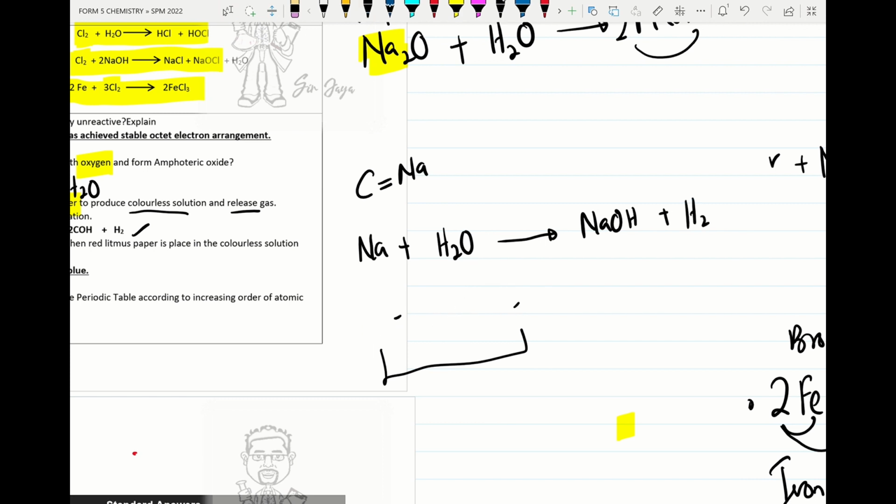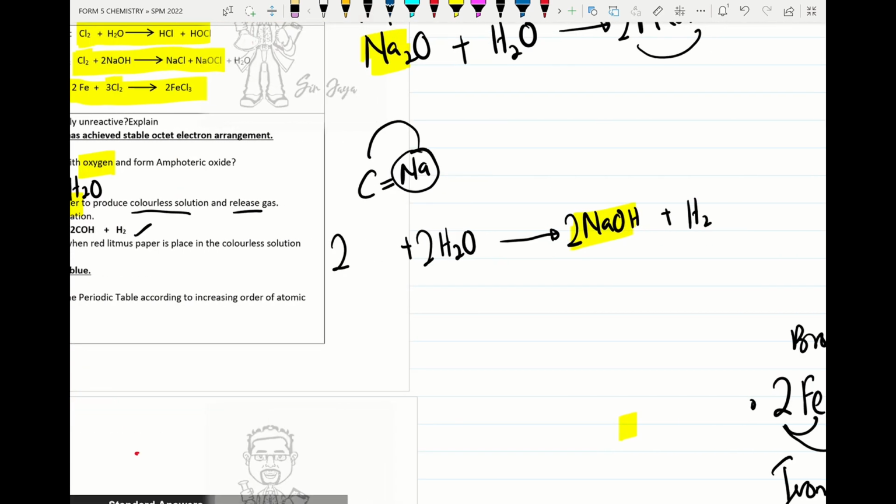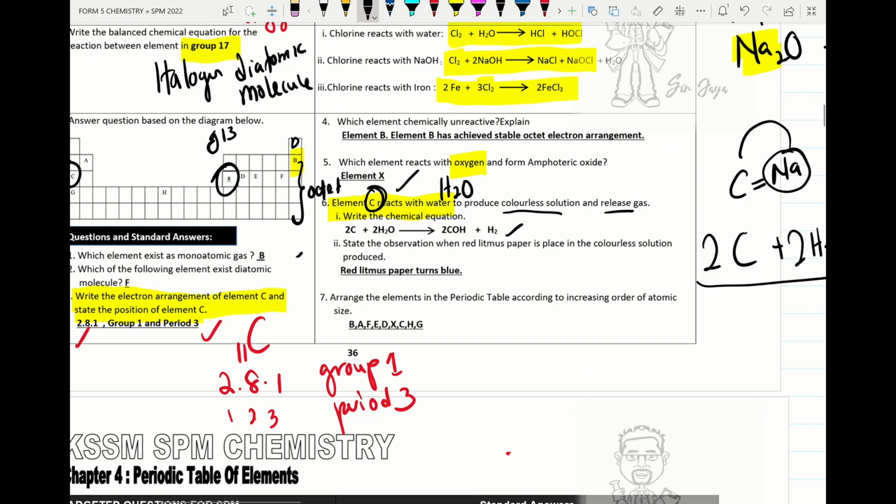Next, we try to balance the equation. How to balance the equation? In front of sodium hydroxide, I put 2. Then I balance sodium, 2 and 2. Next, I balance oxygen, 2 and 2. So the hydrogen here is 2 plus 2, 4, hydrogen 4. Next, I replace all the sodium with C. Here they give C, so element C. I erase the sodium and replace it with C. So this is the answer given. This is the answer students should write.